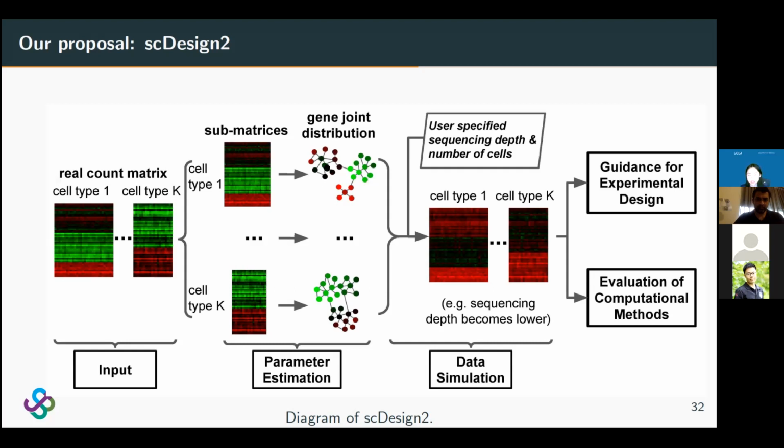And also that dimensionality will make the model fitting more difficult. So we must restrict our number of genes, but still it's hundreds to thousands, so that we capture those important genes' joint distribution. Given the joint distribution, we allow user-specified sequencing depth and number of cells to generate synthetic cells. So this is a case where we make the sequencing depth quite low. You see the synthetic cells look like this, while the real cells look like this. So we are showing the effect of sequencing depth. And then we'll use the synthetic cells to guide experimental design or to evaluate computational methods.